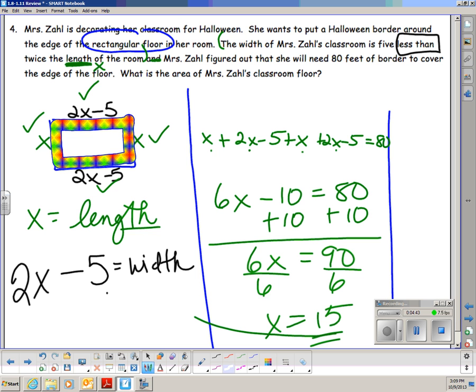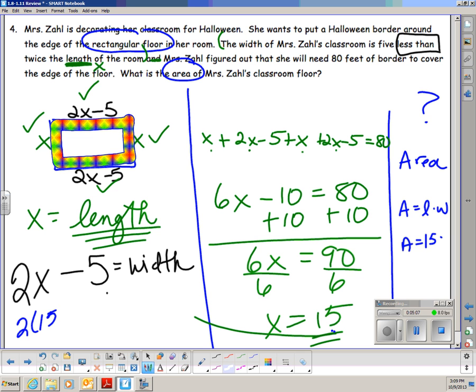15 is the length. The question's asking, and again that last column is reserved, what is the area of the floor? Well, area of a rectangle is length times width. We just figured out that 15 is the length. I have to multiply by the width. The width was 2x minus 5. But if x is 15, I now can figure out the width. 2 times 15 minus 5. 2 times 15 is 30. 30 minus 5 is 25. So there's my width, 15 times 25.